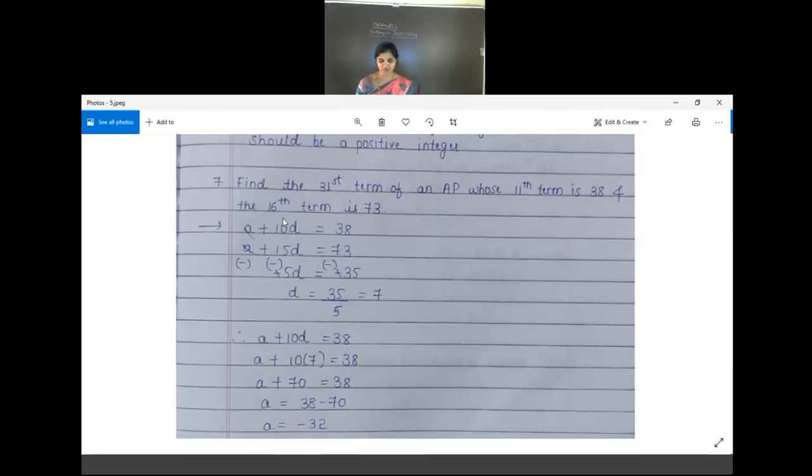Yeah. So we all know this type of problem also. So what is our question actually? The 31st term we have to find out. So for the 31st term, we need a and d, right? But in the given question, a is not mentioned, d is also not mentioned. But one hint is there. What is that? The 11th term is given. The 11th term is 38. And the 16th term is given. The 16th term is 73.